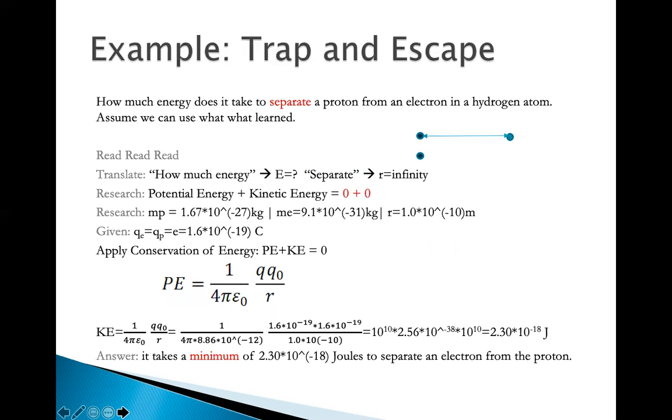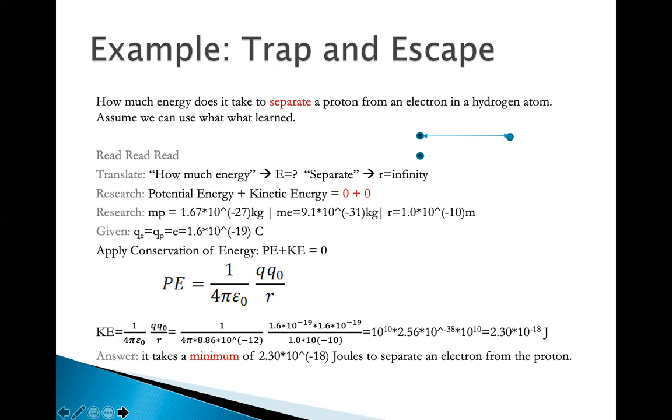So let's use an example to illustrate what trap and escape mean in the scenario of electric charges. How much energy does it take to separate a proton from an electron in a hydrogen atom? Assume we can use what we learned. First we read this, and we realize there are not many numbers given. How much energy means we're looking for kinetic energy.